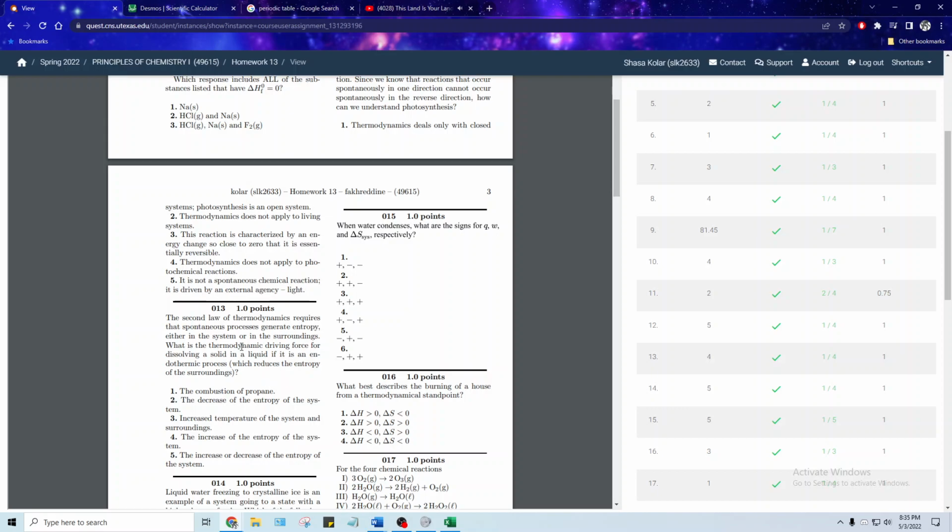So the reason that a solid dissolving in a liquid increases the entropy, whether of the system or the surroundings, is because the solid is becoming less ordered. Instead of being a solid, it's now basically a liquid. It's more or less aqueous. It's essentially a liquid.